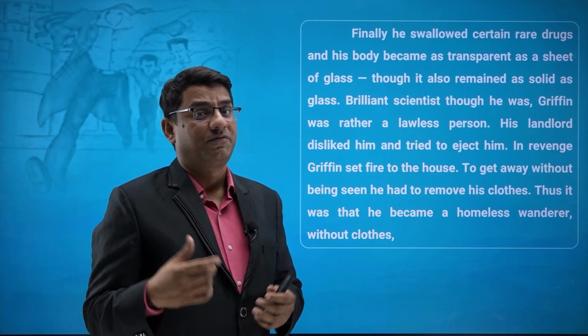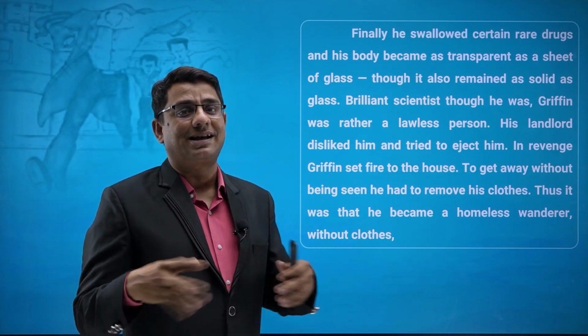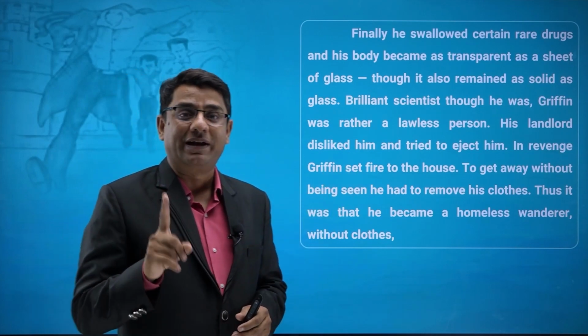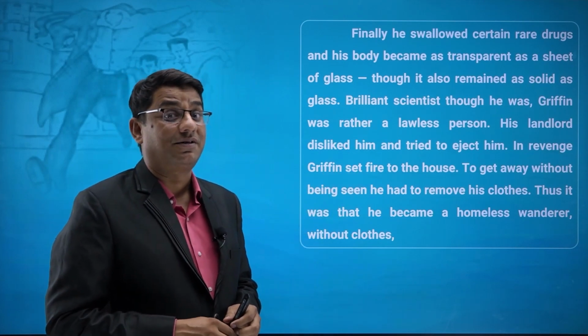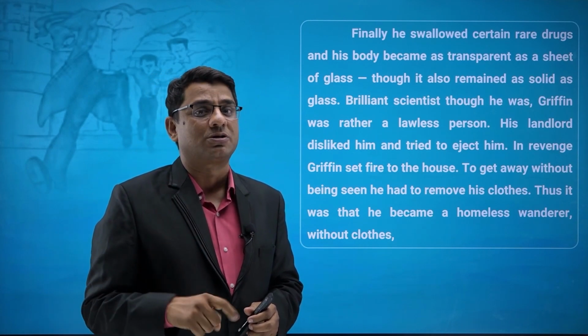Griffin was angry. Before leaving the house, he had taken away everything, and then he had set the house on fire. So from this instance itself, we can come to know that Griffin is a very lawless person, as well as full of revenge also. He's not a good soul.